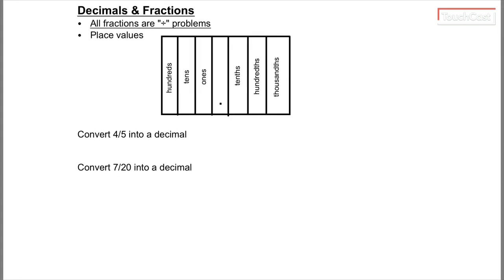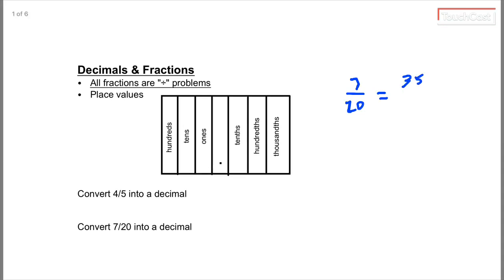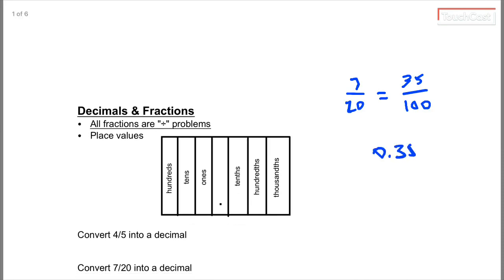Next, we have 7/20. Well, 20 goes into 100 evenly, so that becomes 35/100. So as a decimal, that becomes 0.35.